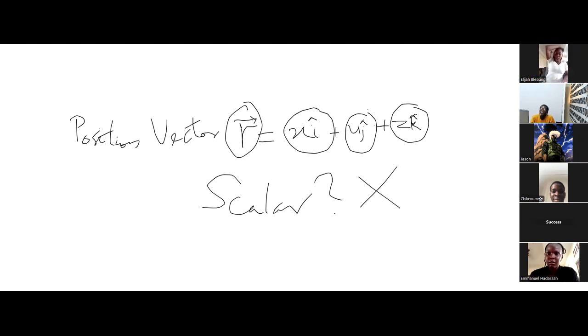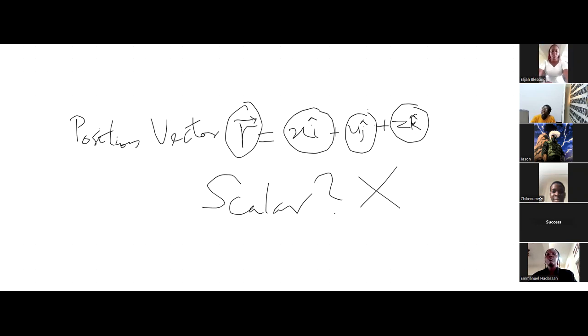Okay, sir. Scalars are quantities with only magnitudes. Just say scalars are quantities without direction. Say that. Scalars are quantities without directions. Scalars are quantities without direction. Say that again. Scalars are quantities without directions. I love that better. Thank you. God bless you. Success, give an example, please.